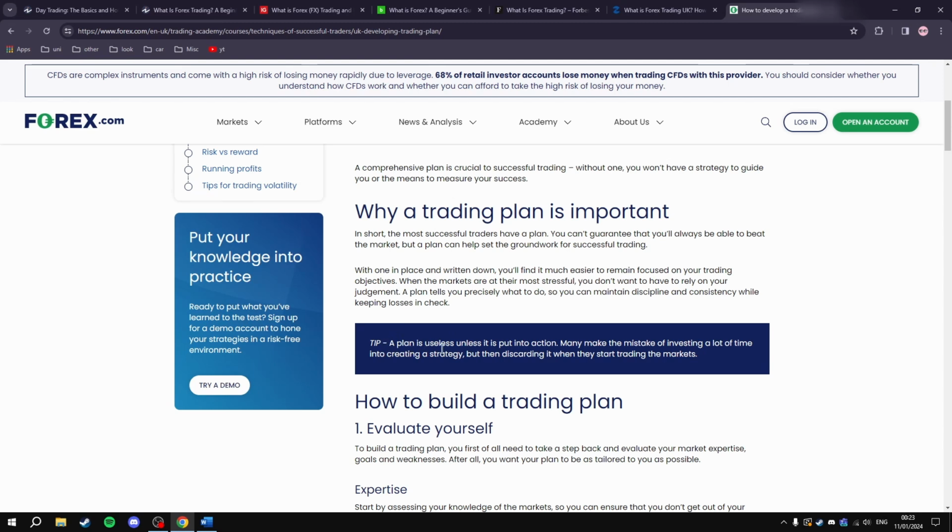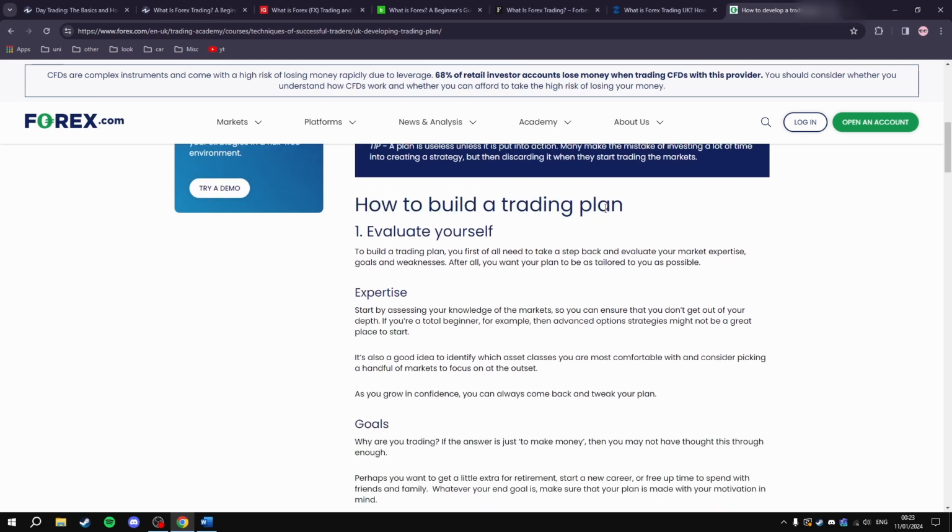Tip: a plan is useless unless it is put into action. Many make the mistake of investing a lot of time into creating a strategy, but then discard it when they start trading the markets. How to build a trading plan.